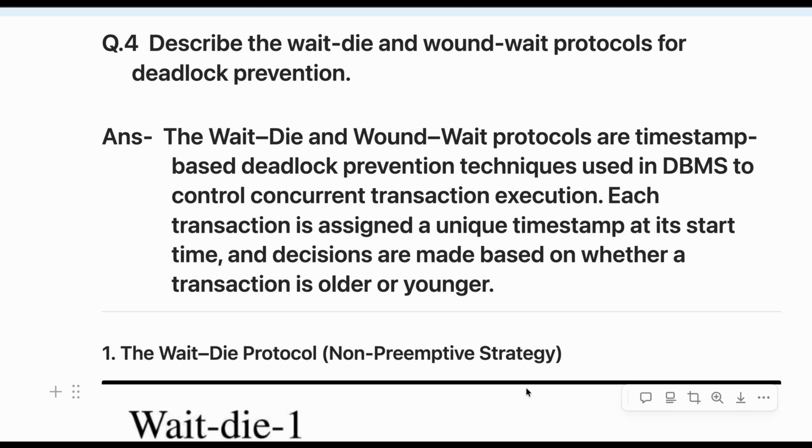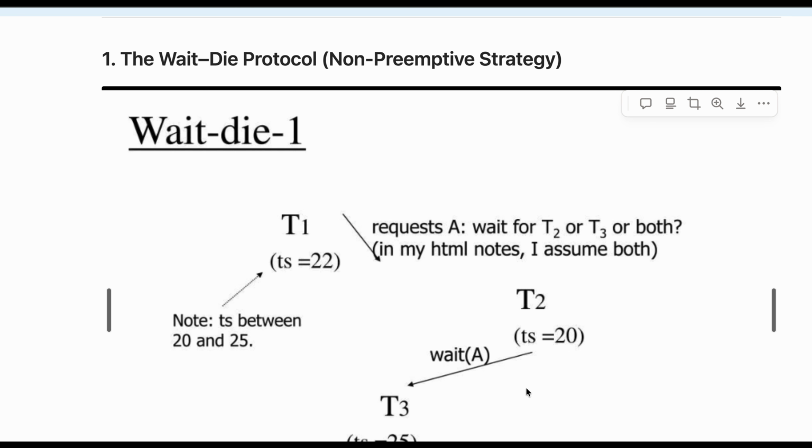So now let us understand the wait die protocol. Wait die is a non-preemptive strategy. Here the rule is simple. Older transactions are allowed to wait while younger transactions are aborted. Now let's see how it works.